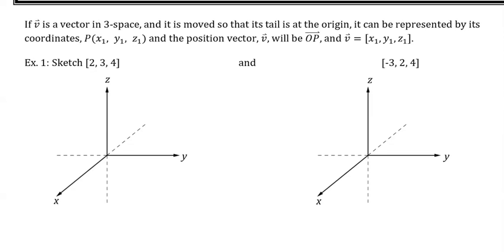Easy enough so far? So let's take a look at an example. Example 1: sketch the following vector, 2, 3, 4.